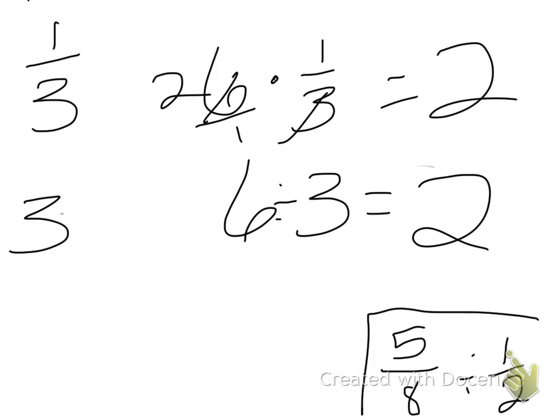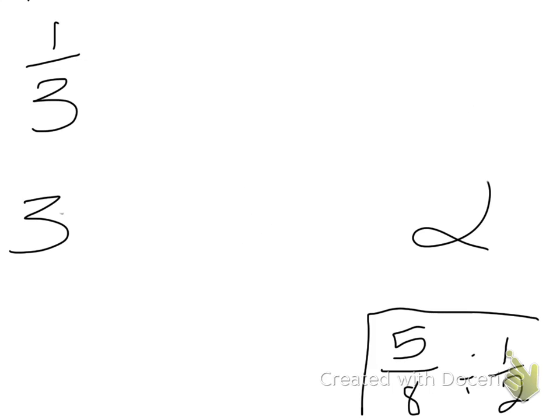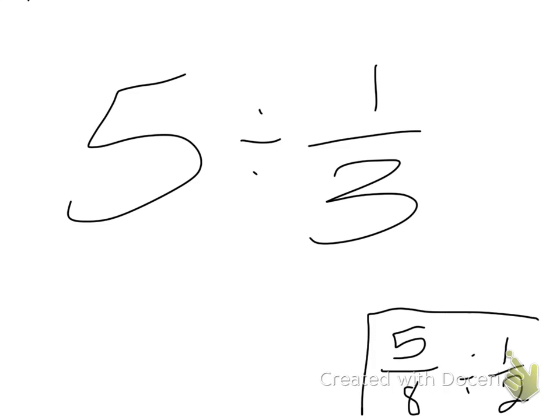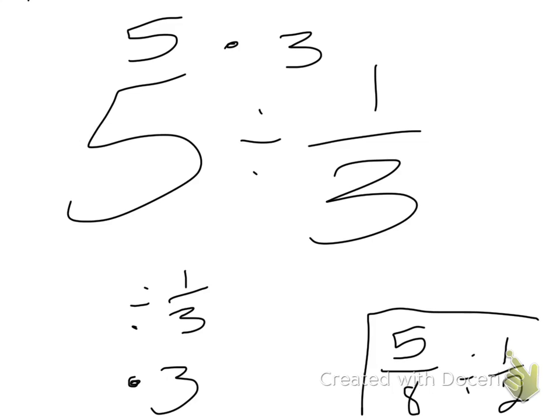So the cool thing is, and this is exactly how we're going to use this in this lesson. If we have a problem like, for example, 5 divided by 1/3. Well, what we just figured out is anything divided by 1/3 means the same thing as times its reciprocal, which would be times 3. So what we can do is change the second one. So 5 divided by 1/3 is the same as 5 times 3.